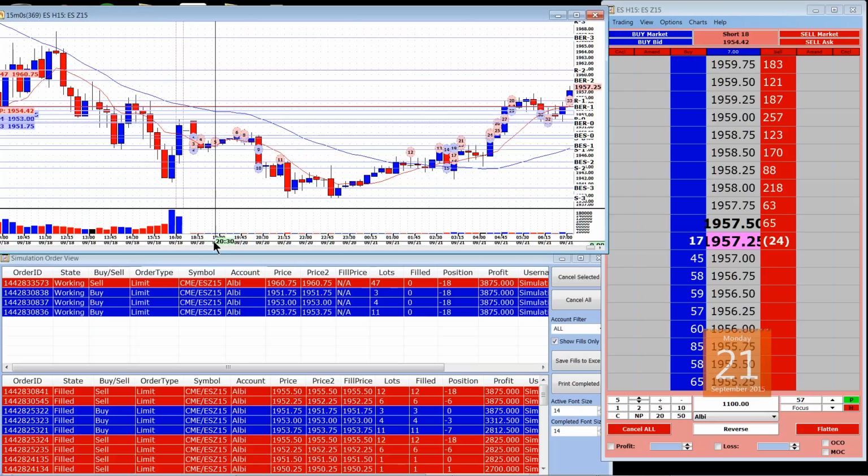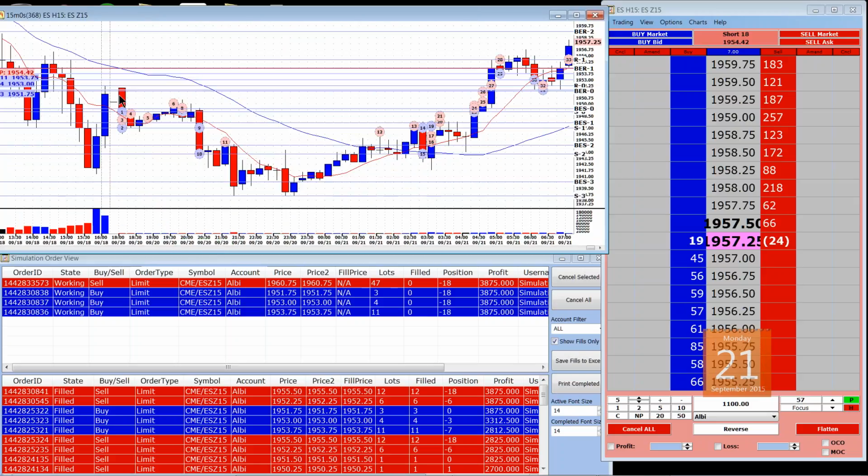6 o'clock Sunday evening is when the market opens for the ES, the S&P E-mini. Of course, it trades around the world, and it trades from Sunday evening at 6 o'clock to roughly 5 o'clock Friday afternoon, the following Friday, and it's shut down for the weekend. But this is where we are.